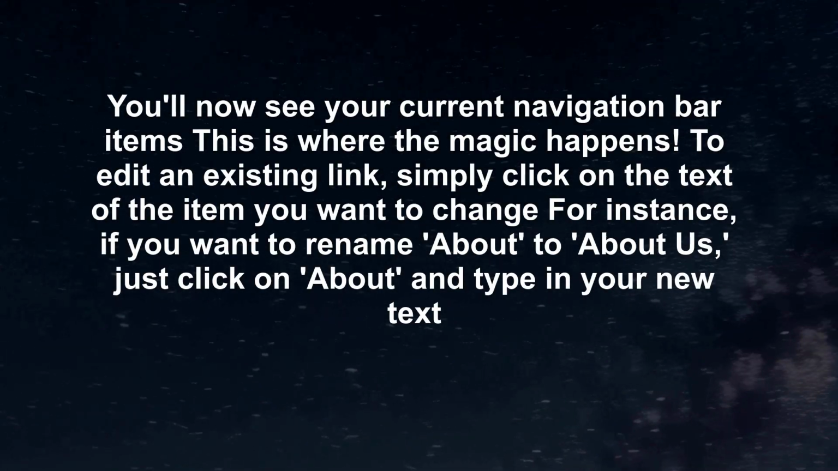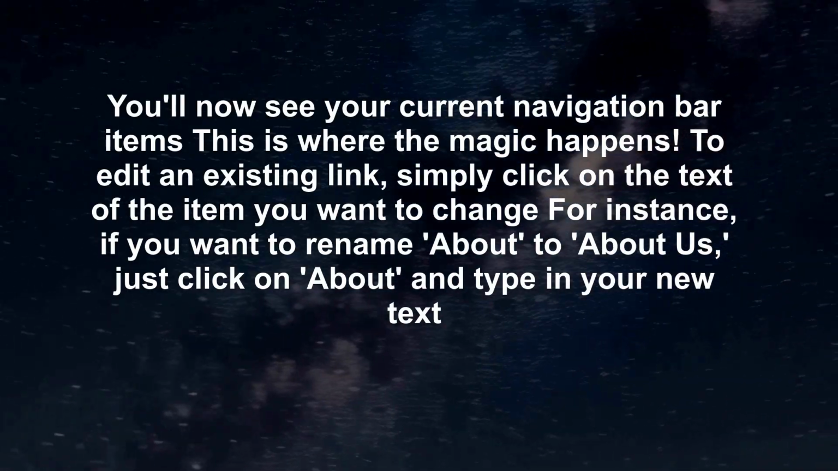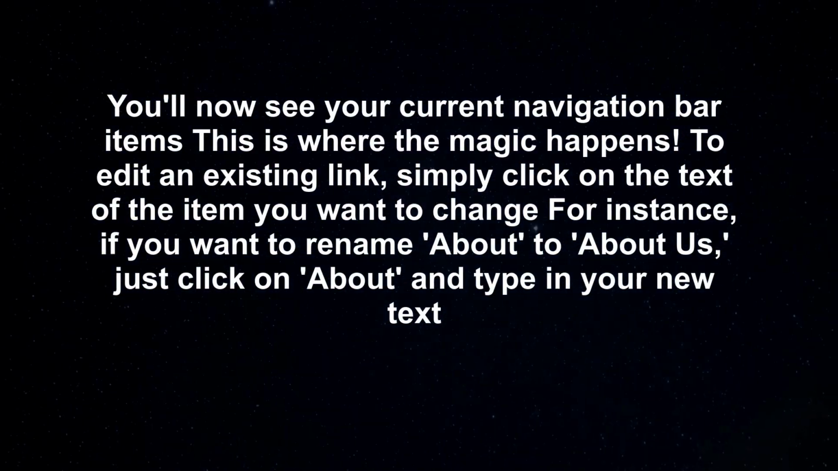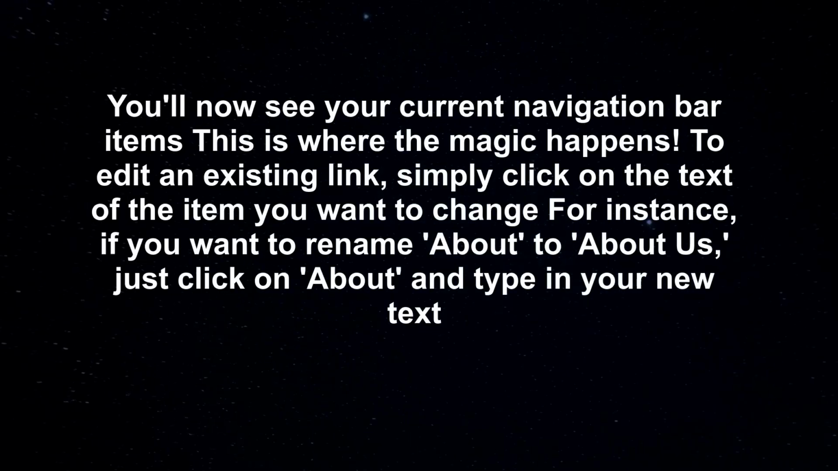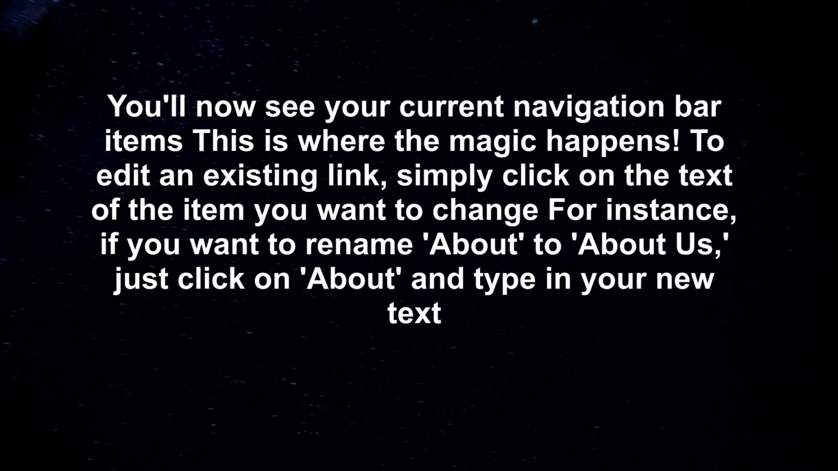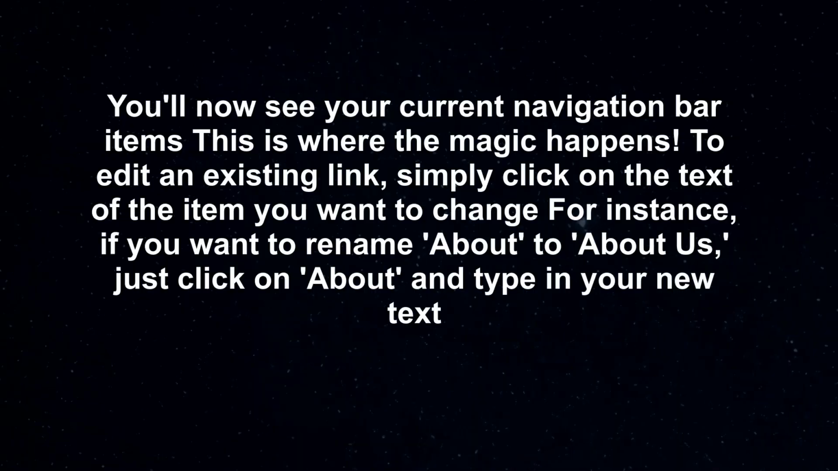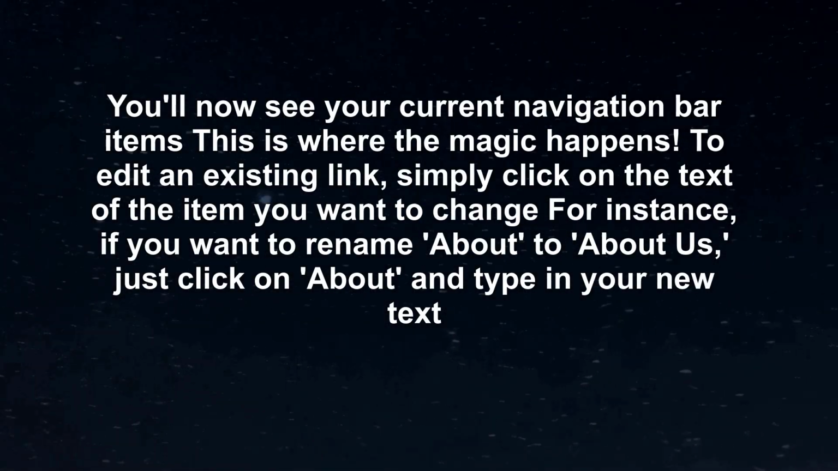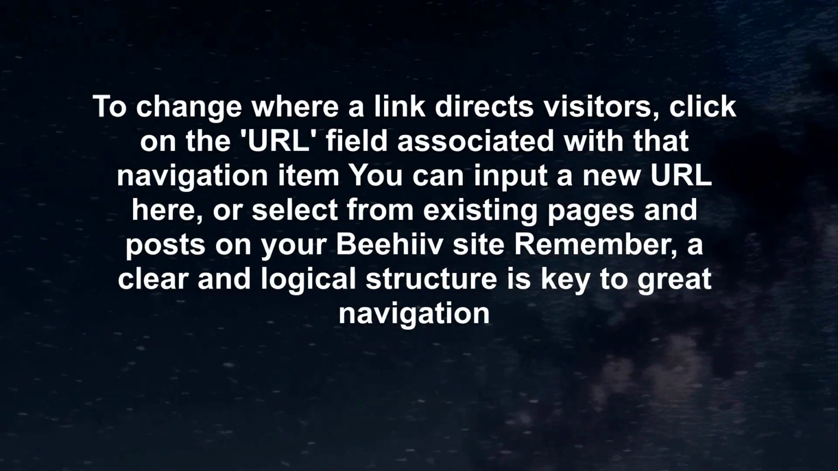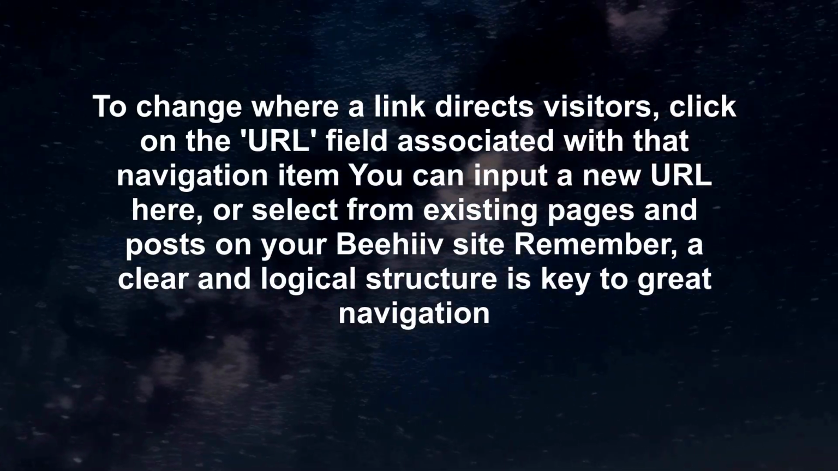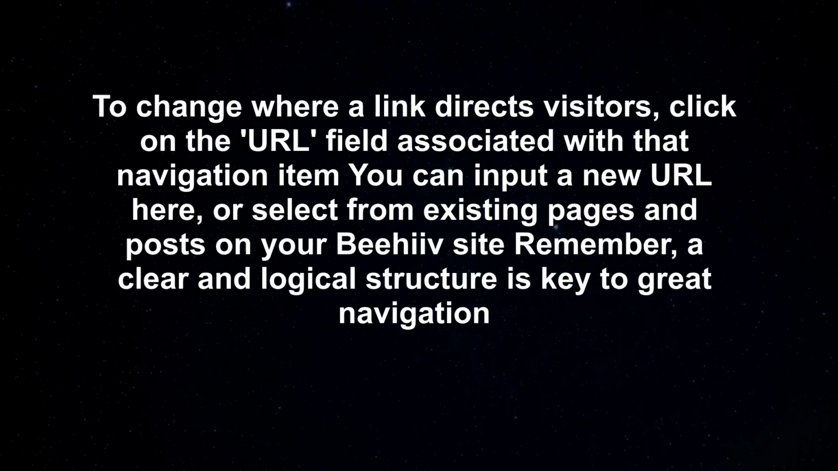You'll now see your current navigation bar items. This is where the magic happens. To edit an existing link, simply click on the text of the item you want to change. For instance, if you want to rename About to About Us, just click on About and type in your new text. To change where a link directs visitors, click on the URL field associated with that navigation item.